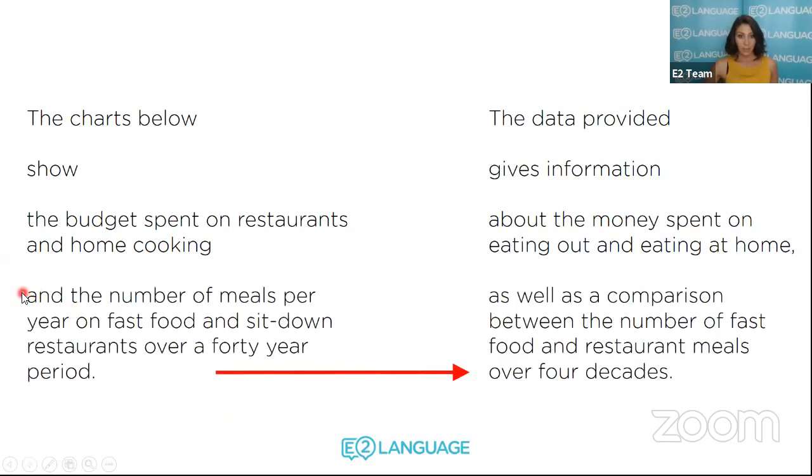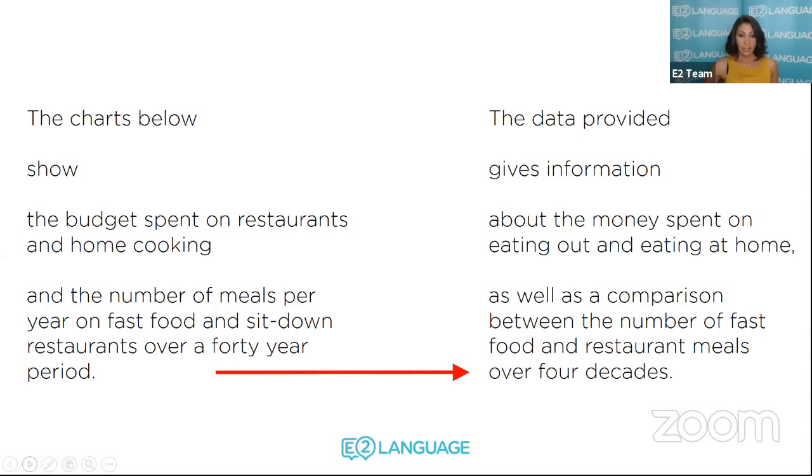The last part of the prompt says, and the number of meals per year on fast food and sit-down restaurants over a 40-year period. I paraphrase that into, as well as a comparison between the number of fast food and restaurant meals over 4 decades. So instead of over a 40-year period, I said over 4 decades.